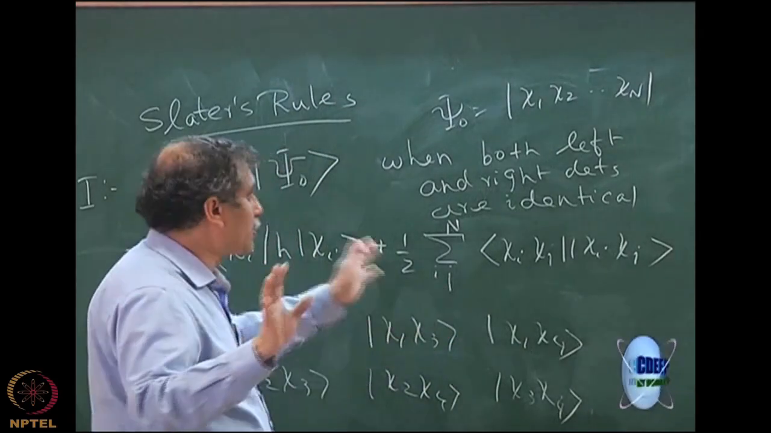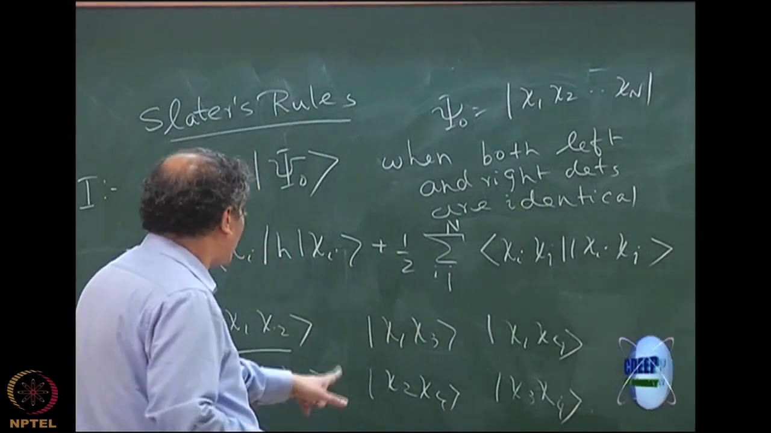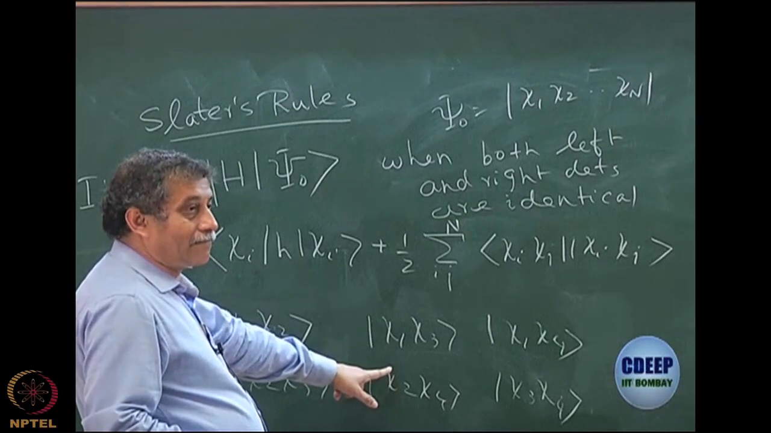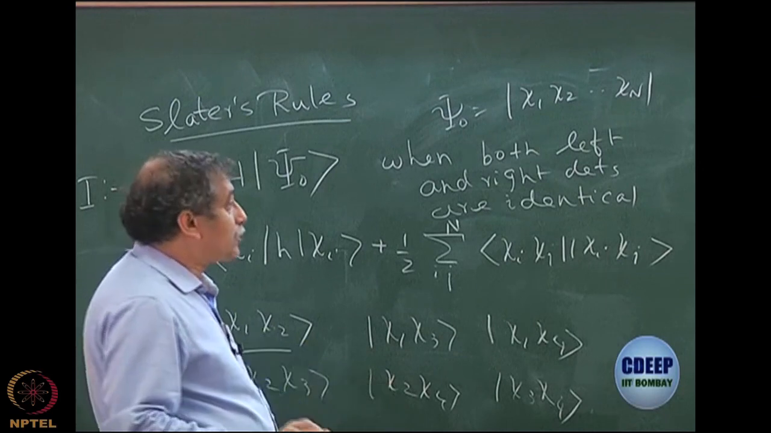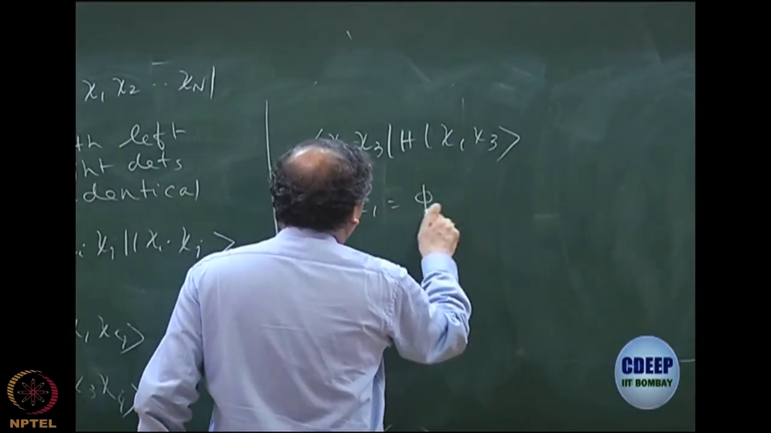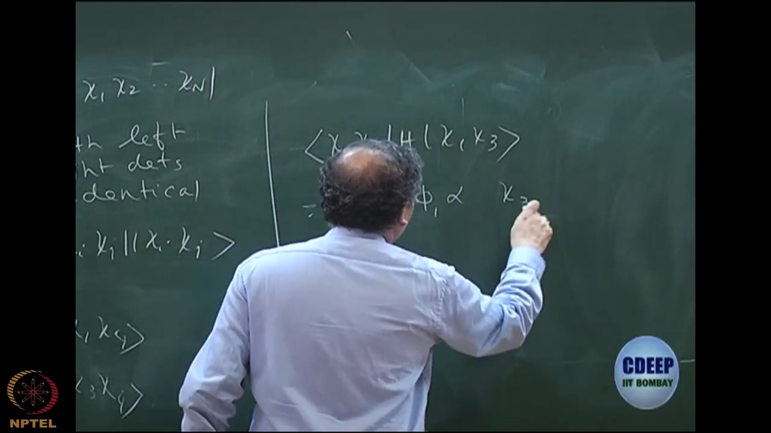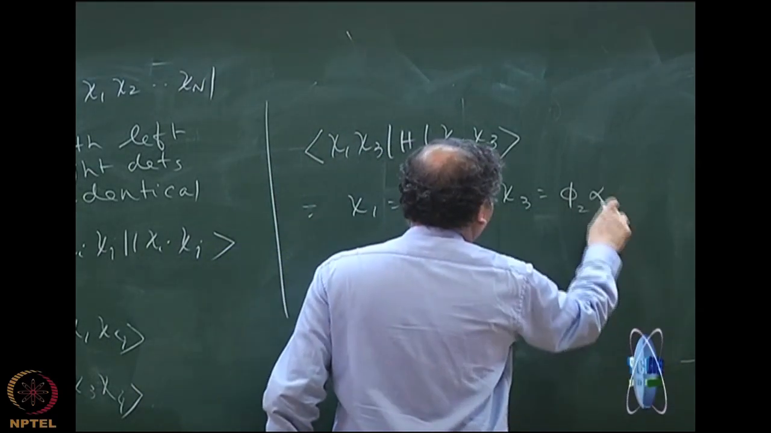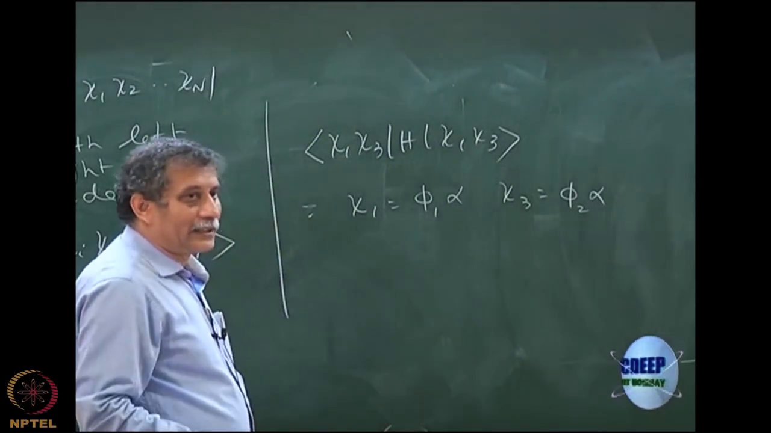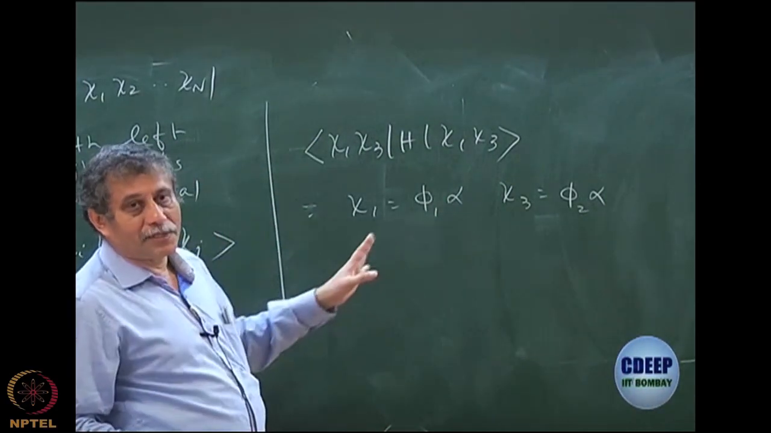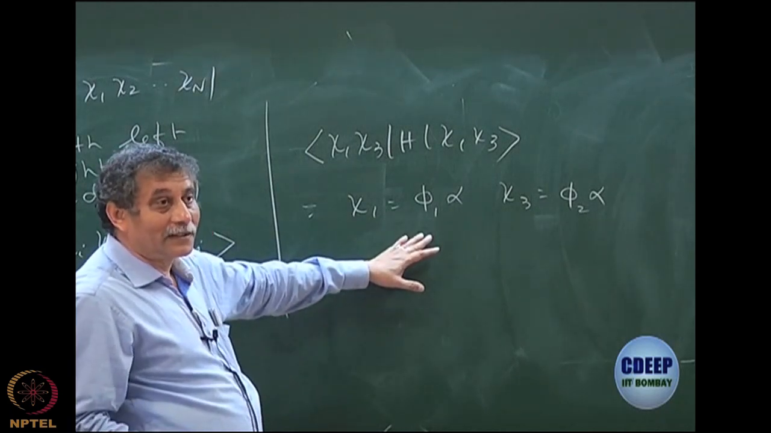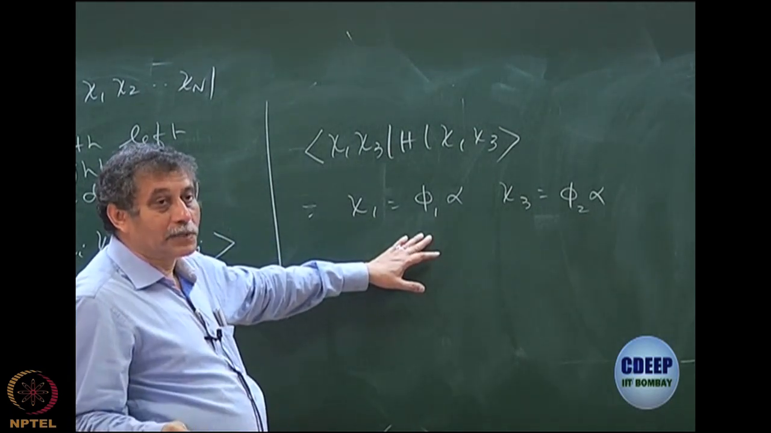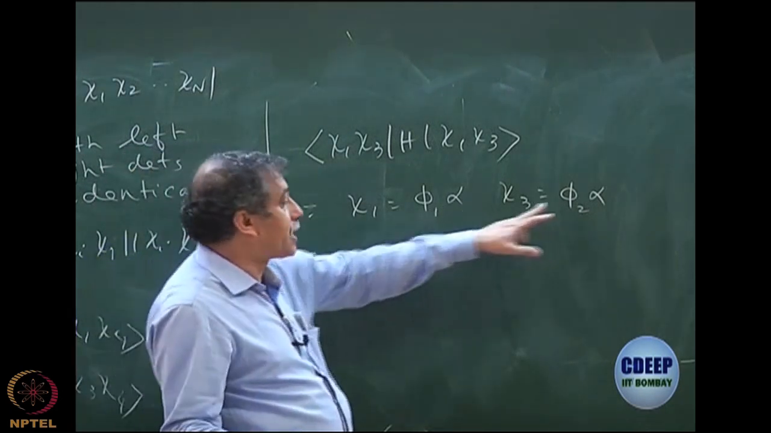Okay? So, all those you should be able to do, because I have not specified what is chi1, chi3. They are spin orbitals, they are not space orbitals. Okay? So, for example, your chi1 can be phi1 alpha and chi3 can be phi2 alpha. Okay? So, then you will have a different form of space integration. You will have exchange surviving. Coulomb, of course, will always be there, but exchange will survive because they have a parallel spin.